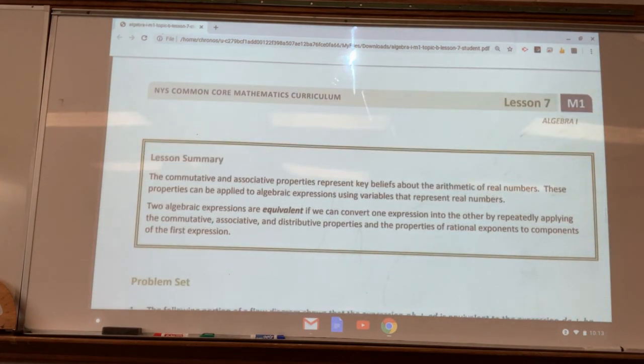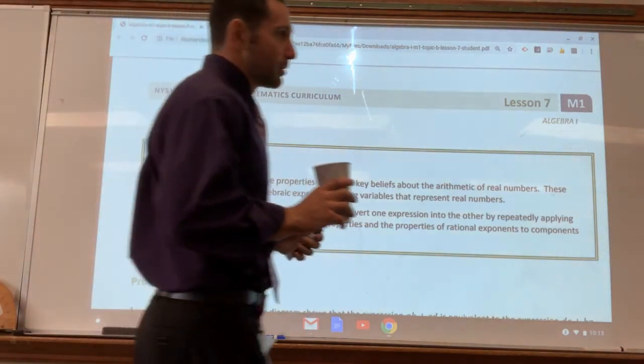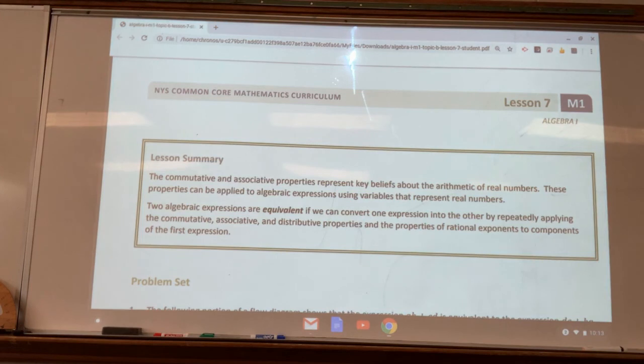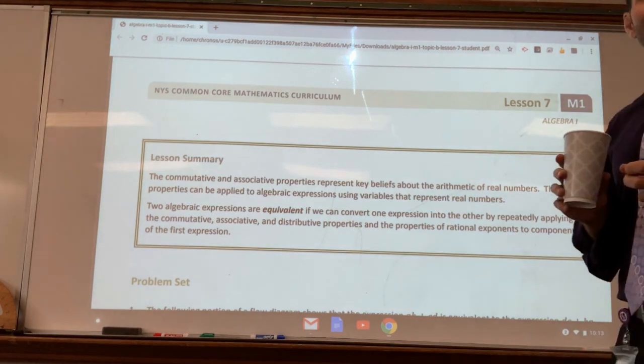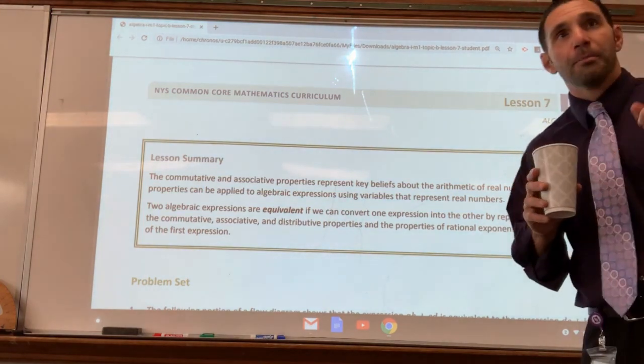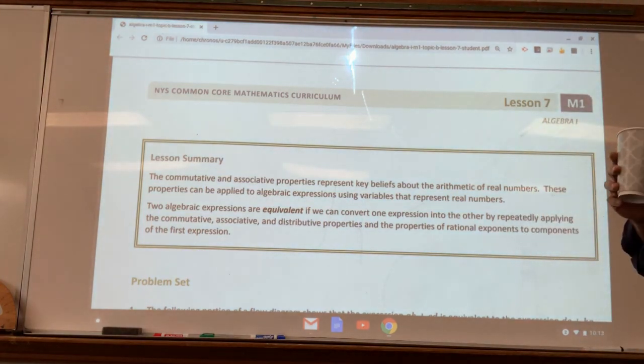Commutative and associative properties. When we use the commutative property or when we use the associative property, they keep the expressions equivalent. They change the look of them, but they keep the values the same.